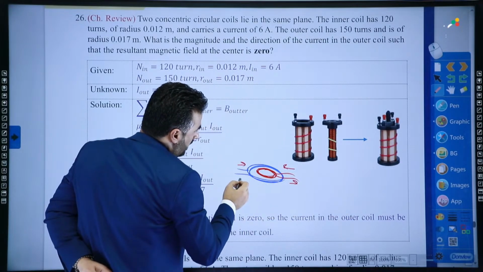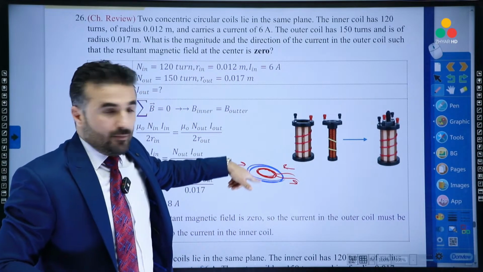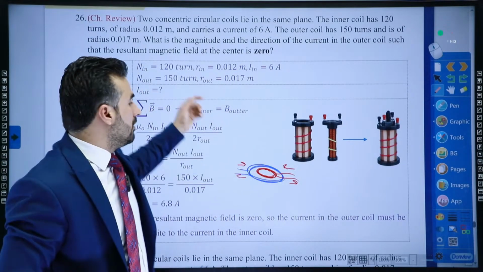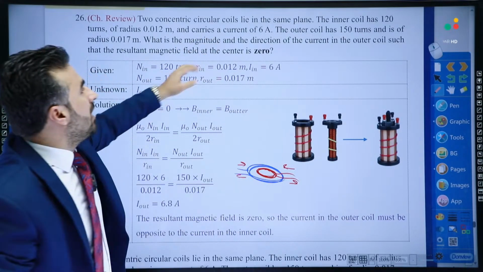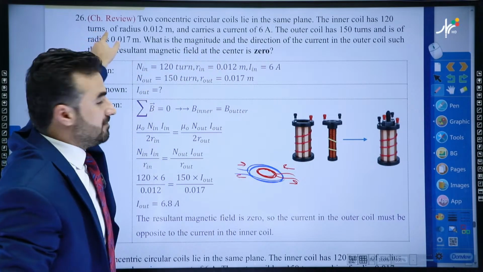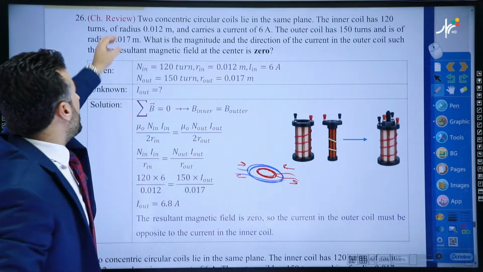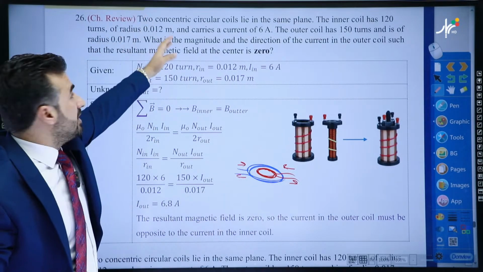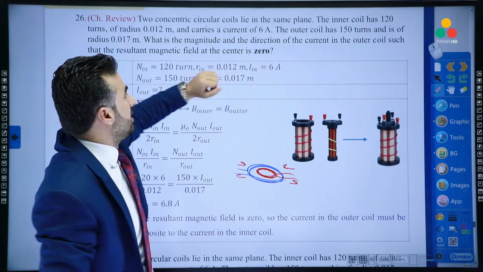And the same thing here and there as well. Okay, so 2 coils, blue coil, let's call it, and then the red coil. It says the inner coil, that means the red one here, has 120 turns and a radius of 0.012 meter, and carries a current of 6 amperes.